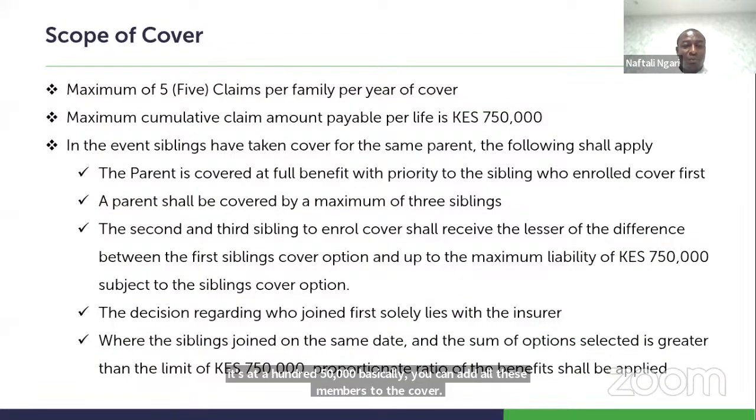You can add a maximum of 2 parents and 2 parents-in-law, 4 children, 1 legal spouse, and a maximum of 4 siblings. However, as much as you have added all these people onto the cover, the maximum number of claims that can be paid for one family in 1 year of cover is 5 claims. So if you make any claims, you can only make up to 5 claims within your family or within your declared members. And it doesn't matter which claim came first. We'll pay the first 5 claims, and then you would have to wait for the next cover period for you to be put on cover again.